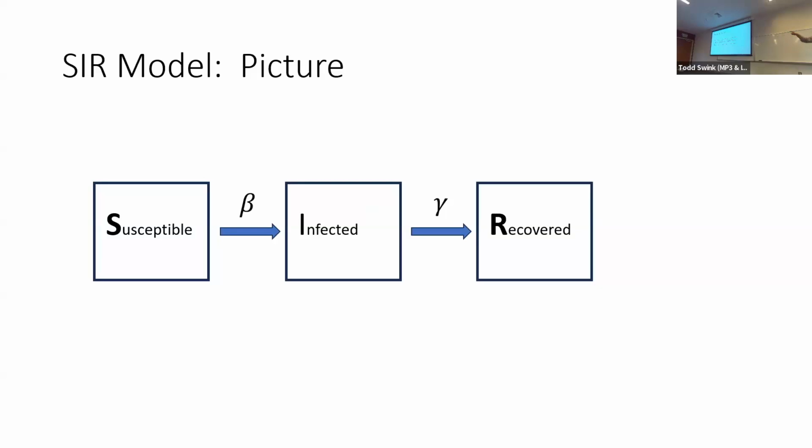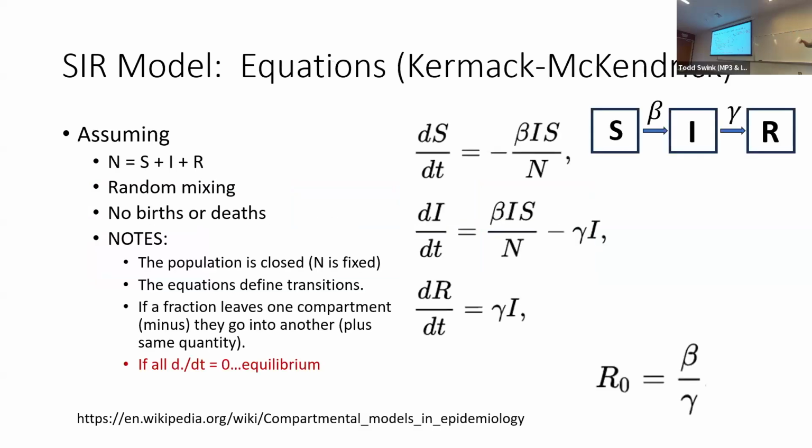Now you can make it more detailed. Maybe the recovereds become susceptible after a while, like you get COVID and then a year later you could get it again. So there's some rate you'd move back. You can have people move in, you can have people born, you can have people die from other reasons. So you can start to make it more complicated. That was the picture, and we often draw it that way. Then the picture motivates the set of differential equations.